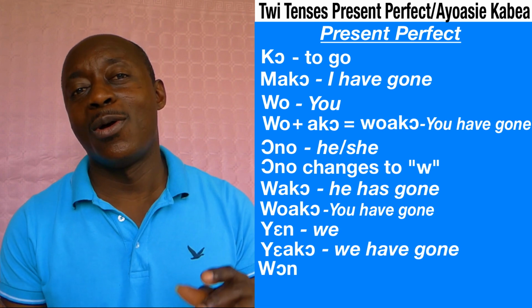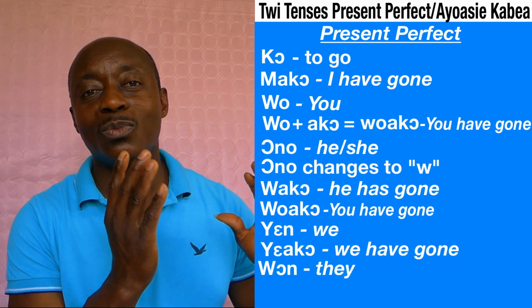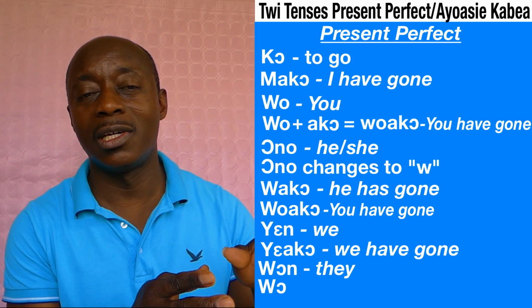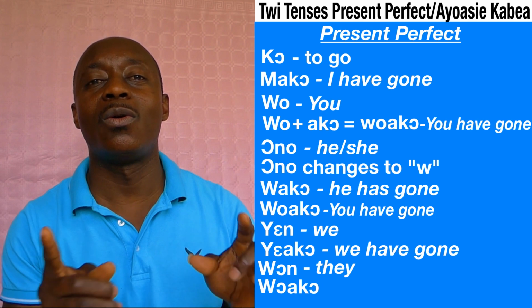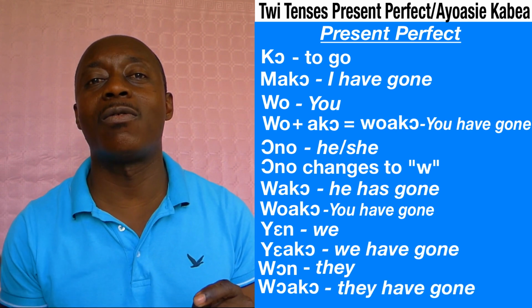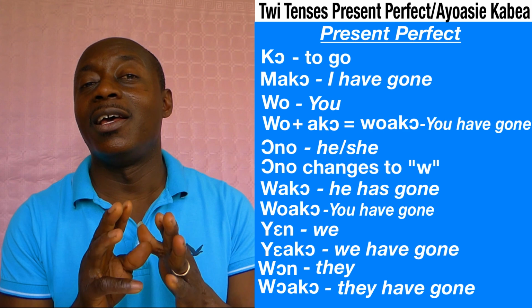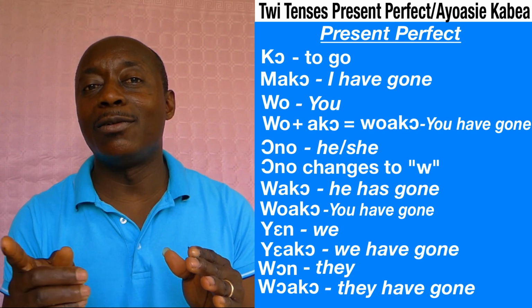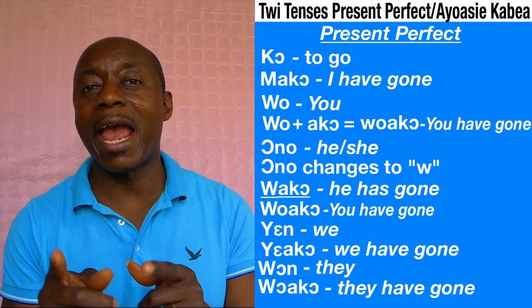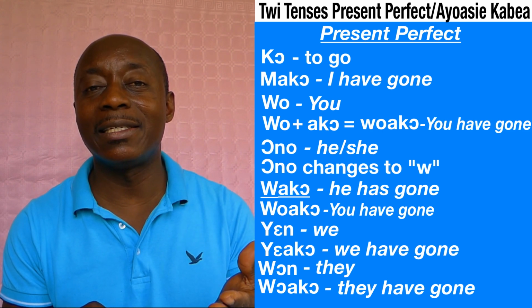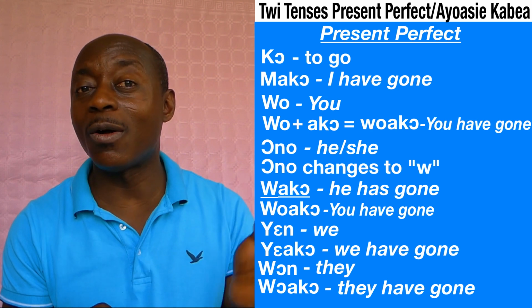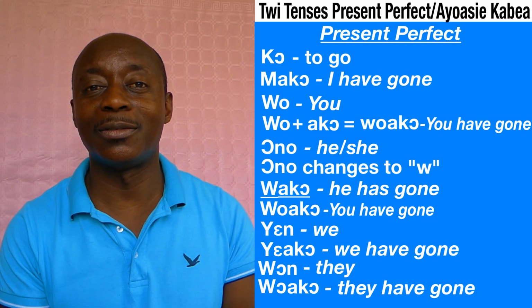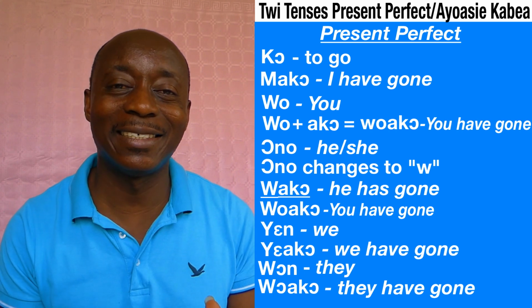What about wɔn, they? Wɔn will lose the N and will get wɔ, and then akɔ, wɔakɔ. If you forget the O because it is silent, and then you write we akɔ, you know what that means? It means he has gone, not they have gone. So take note of that.